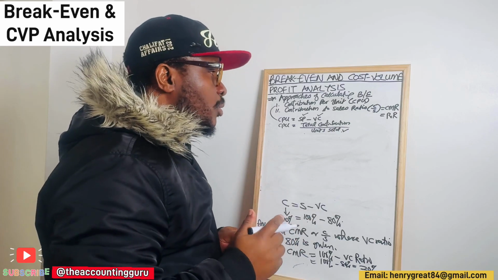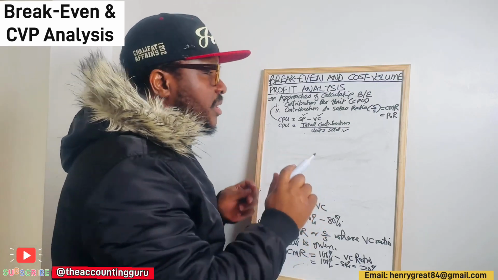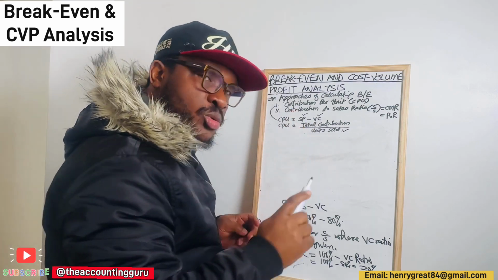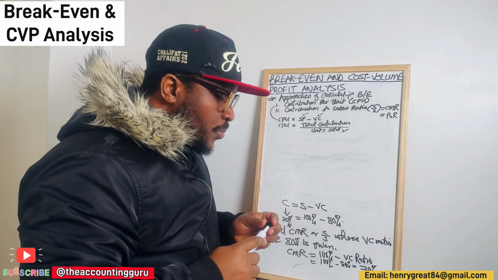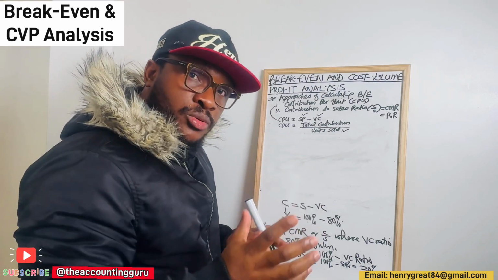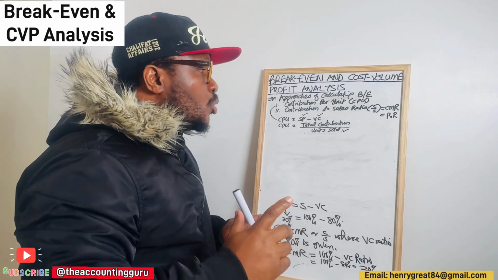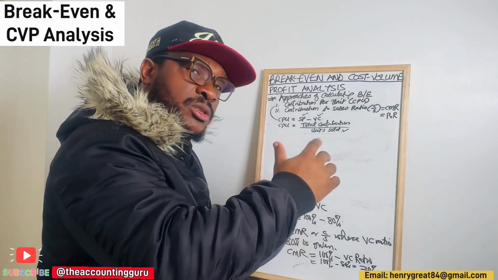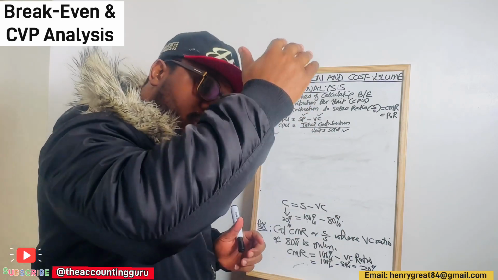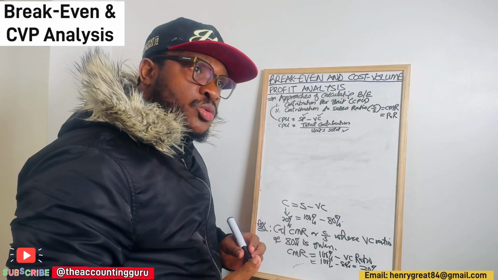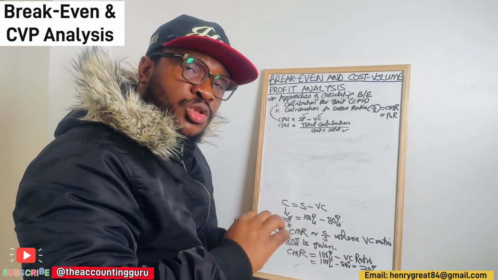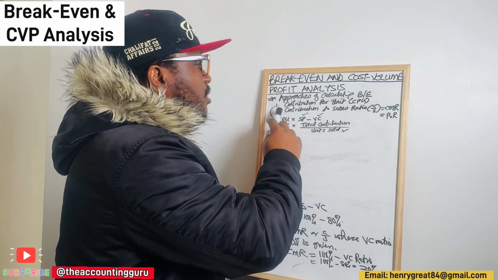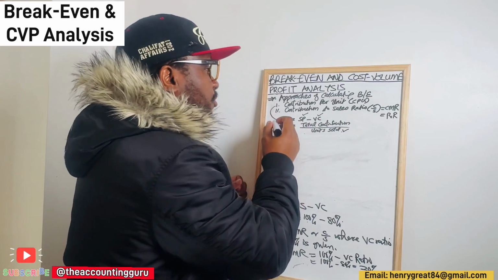You will use CMR when no clue is given as to selling price per unit, variable cost per unit, and unit sold. Some questions will come all in value. No unit sold, no selling price per unit, no variable cost per unit. You'll be given sales revenue, variable cost, fixed cost, all in value, but no units. In that case, contribution to sales ratio becomes very useful.